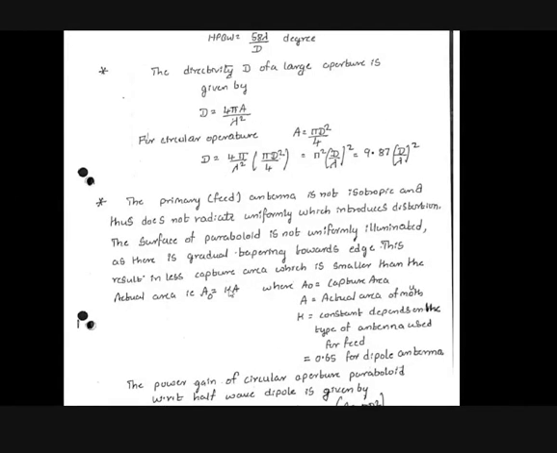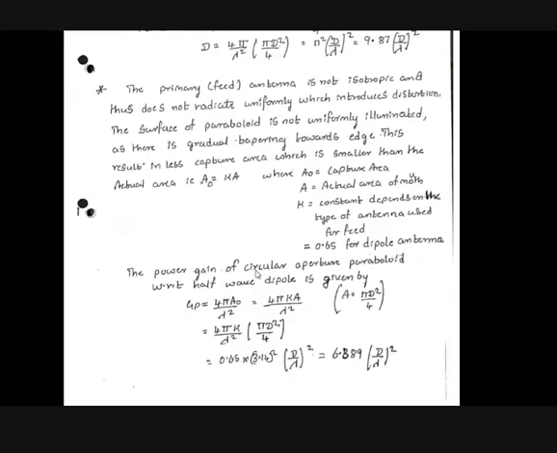A naught is nothing but the capture area, and A is nothing but the actual area. Now the power gain: the power gain of the circular aperture of the paraboloid with respect to a half wave dipole is directly given by, if we consider the capture area, so if we want to find the power gain of the parabolic reflector, 4 pi A naught.